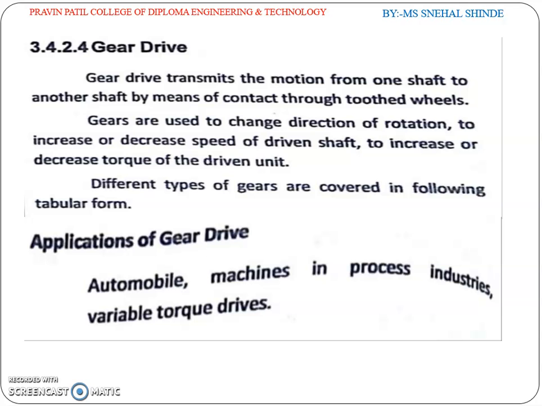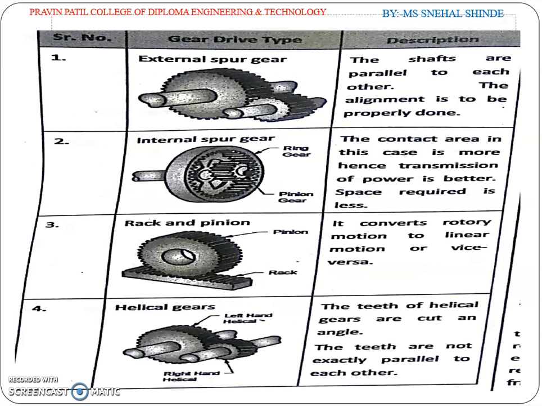So here in tabular form, the gear drive is given. First is the external spur gear. The shafts are parallel to each other. The alignment has to be done properly. Internal spur gear: the contact area in this case is more, hence transmission of power is better. Space required is less. Rack and pinion: it converts rotary motion to linear motion or vice versa.